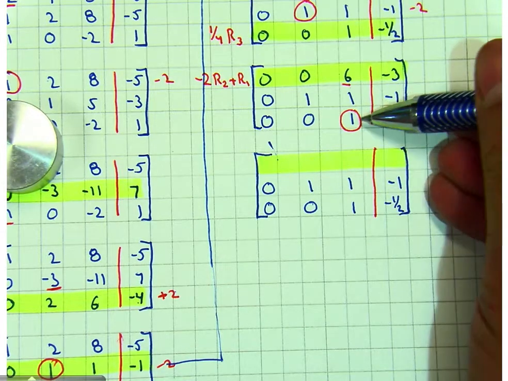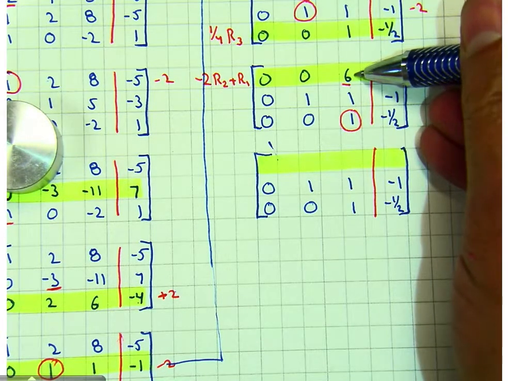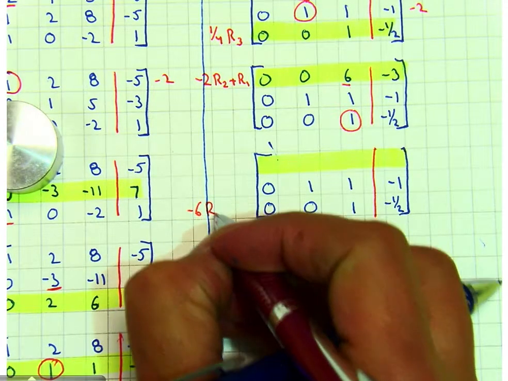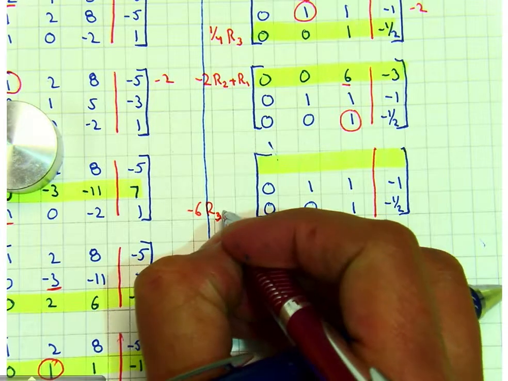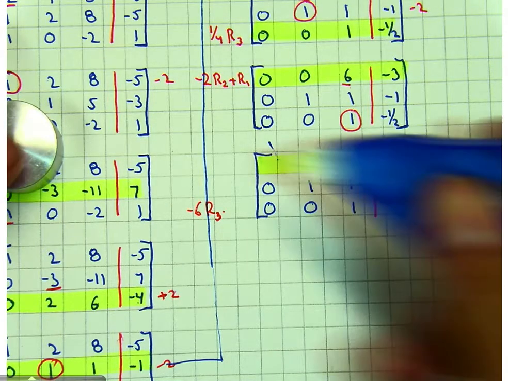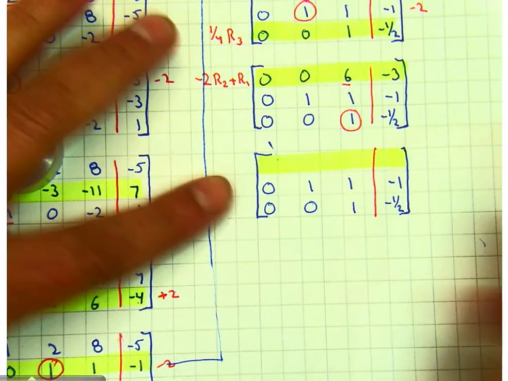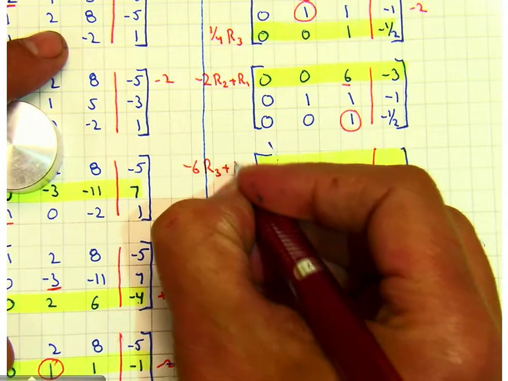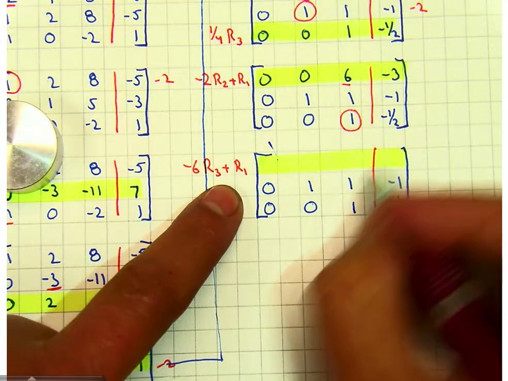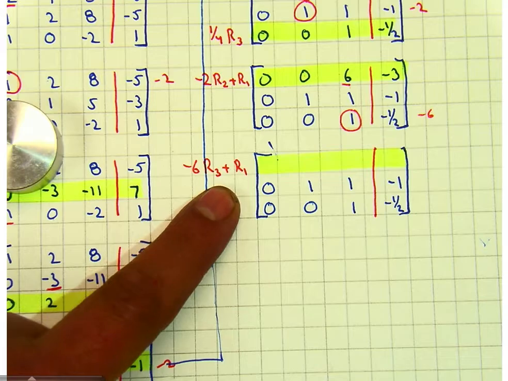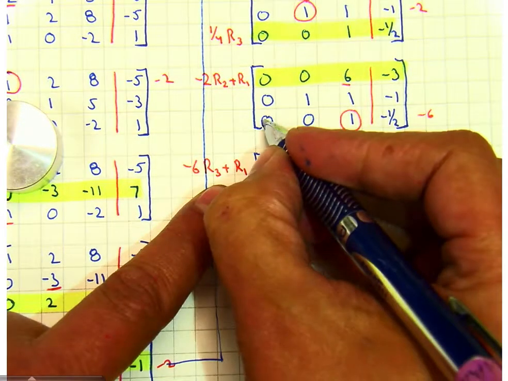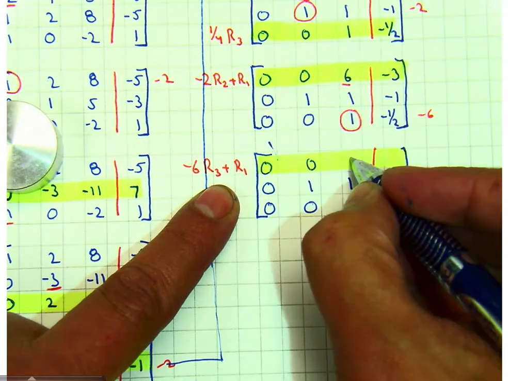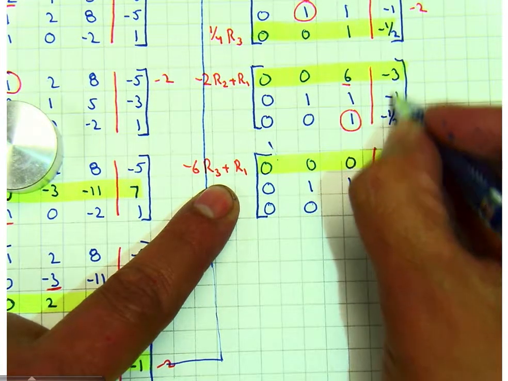So what do I need to multiply the 1 by? Whenever I add it with a 6 gives me a 0, it will be -6. -6 R3, and it needs to be on the first row, since that's the one I'm changing. -6 R3 plus R1. And I'm going to multiply this by -6. 0, 0, -6, 0, positive 3, and it happens to be 0 as well.